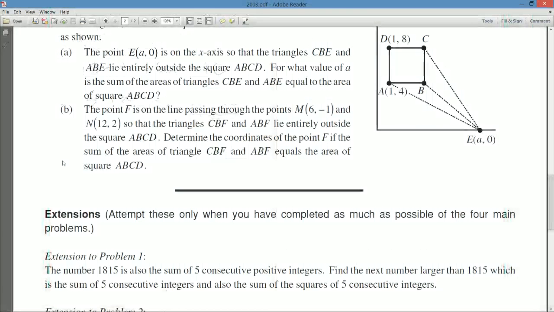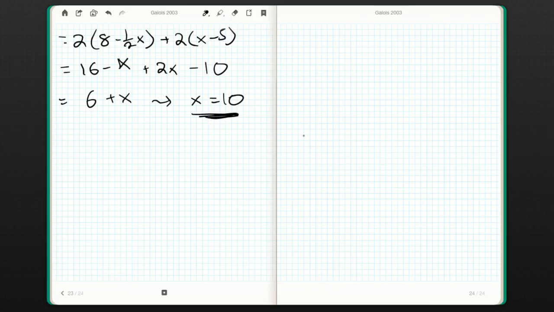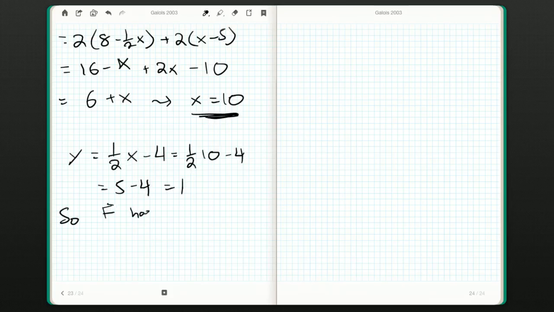And we're not asked for just the x-coordinate, we're asked to determine the coordinates of the point F. So we need the y-coordinate as well. Well, how do we figure out the y-coordinate? Well, the y-coordinate was 1/2 x minus 4. So that's 1/2 of 10 minus 4. So 5 minus 4 equal to 1. So 10 and 1.